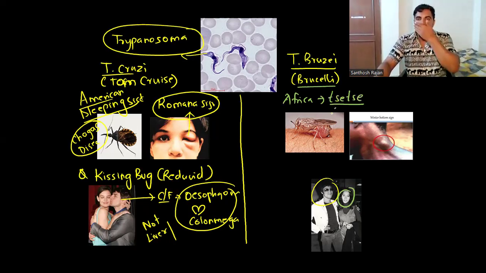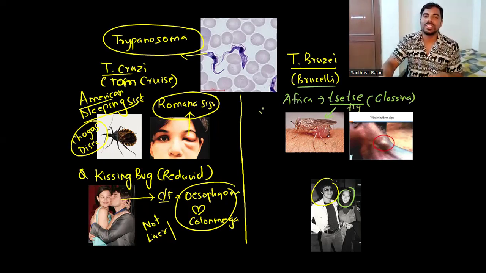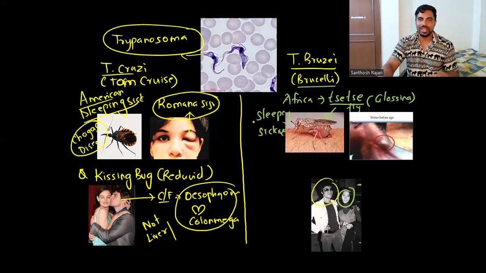Tsetse fly, otherwise called Glossina. Tsetse fly or Glossina. So you get what? African sleeping sickness. He gets African sleeping sickness, whereas Tom Cruise gets what? Tom Cruise gets the American sleeping sickness. All questions, anything they can ask.